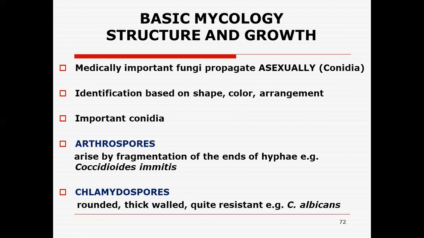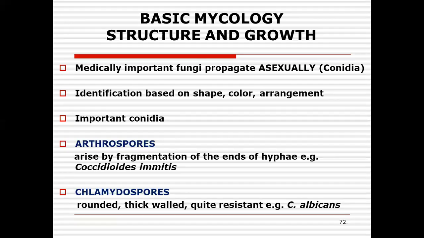The hyphae of Coccidioides immitis, for example, end and then the next starts, then end, then the next starts, and they are joined together. So this kind of arrangement of spores is known as arthrospores, and they are formed by the fragmentation of the end of the hyphae. The classical fungus that makes arthrospores is Coccidioides immitis. Then we have the chlamydospores.